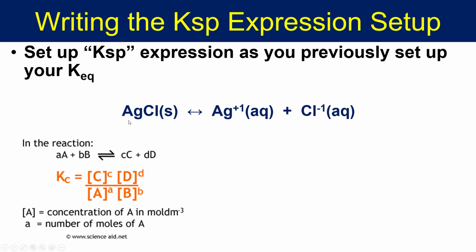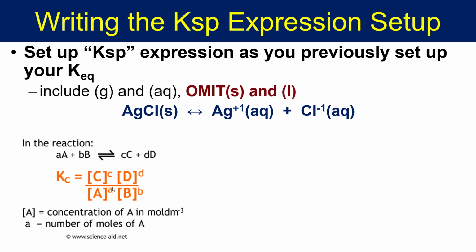So again, we're going to use silver chloride here. Here's our dissociation equation. If you recall from an earlier lesson that we did on the equilibrium constant, we write that by taking the concentration of our products and we raise them to a power of the coefficient in the balanced equation, and we put it over the concentration of our reactants. So in the event you do have coefficients, remember, make them your exponents.